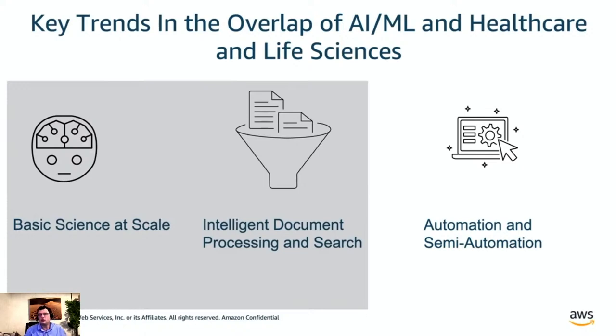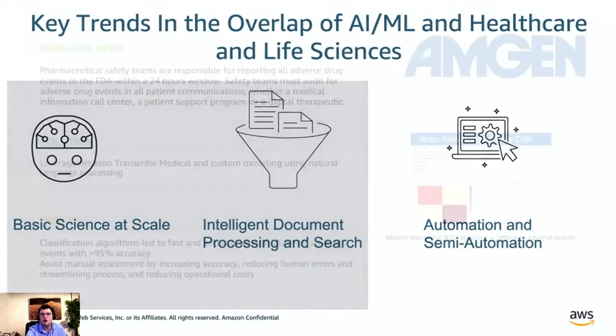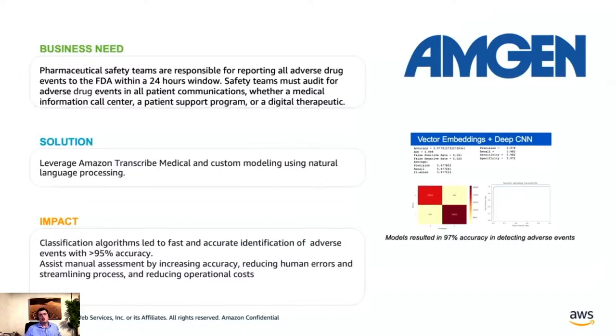But we frequently see that you can semi-automate a process where, for example, humans are involved with understanding key cases that maybe the machine learning algorithm is not quite there yet, or high profile cases. And I'm going to show a few examples of this. This example comes from Amgen. And again, all of these, I'll have links to these in the YouTube video description.